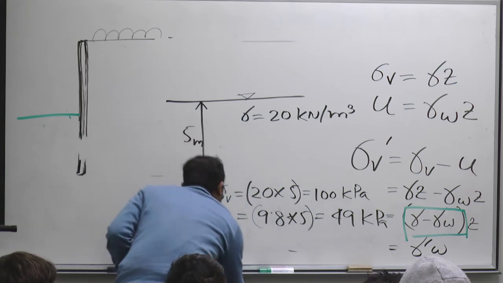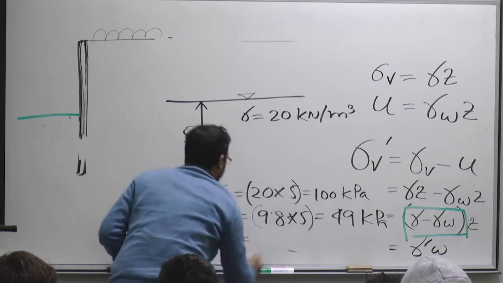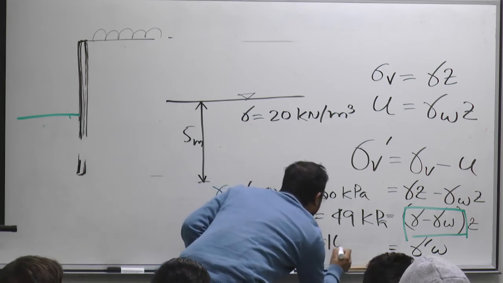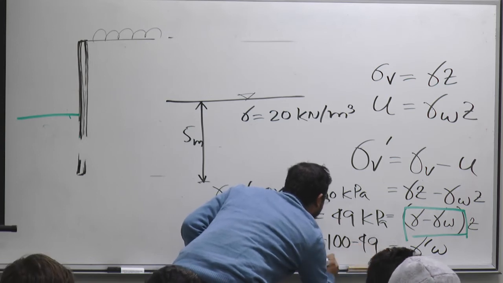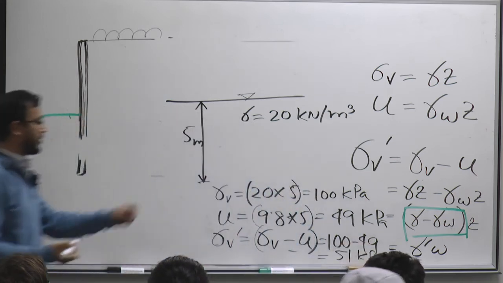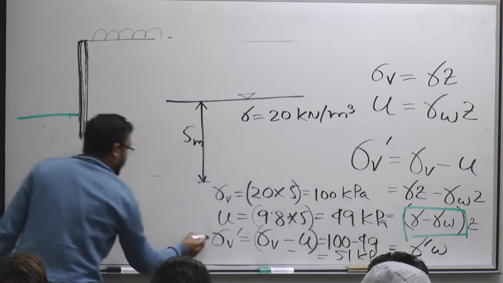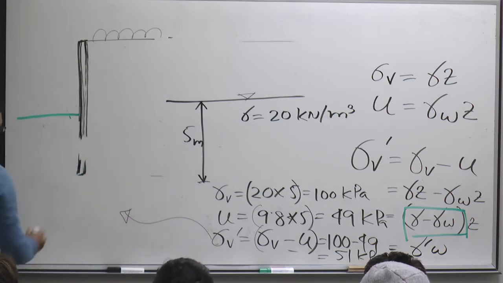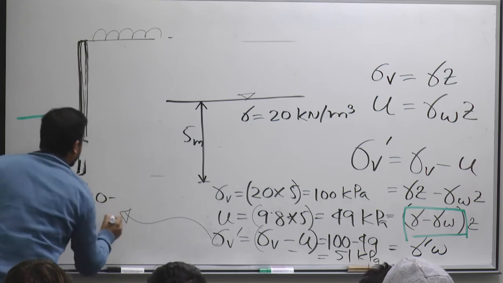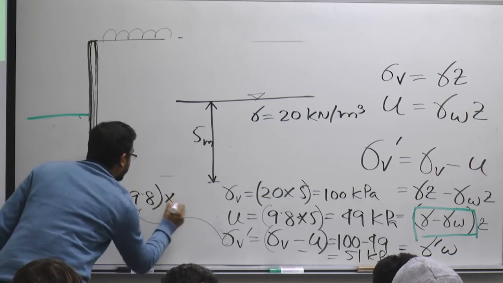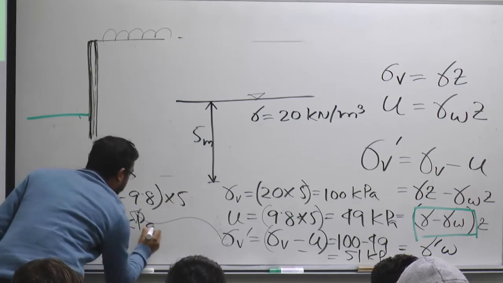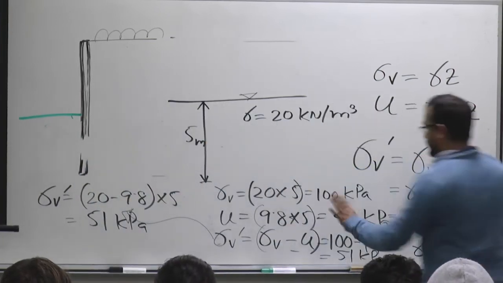So I can write sigma V prime equal to sigma V minus U, 100 minus 49, it would be 51 kPa, right? That calculation I can actually do it separately. Over here, sigma V prime equal to 20 minus 9.8 times 5. It should give you exactly same number because we already derived that. It is exactly the same thing.